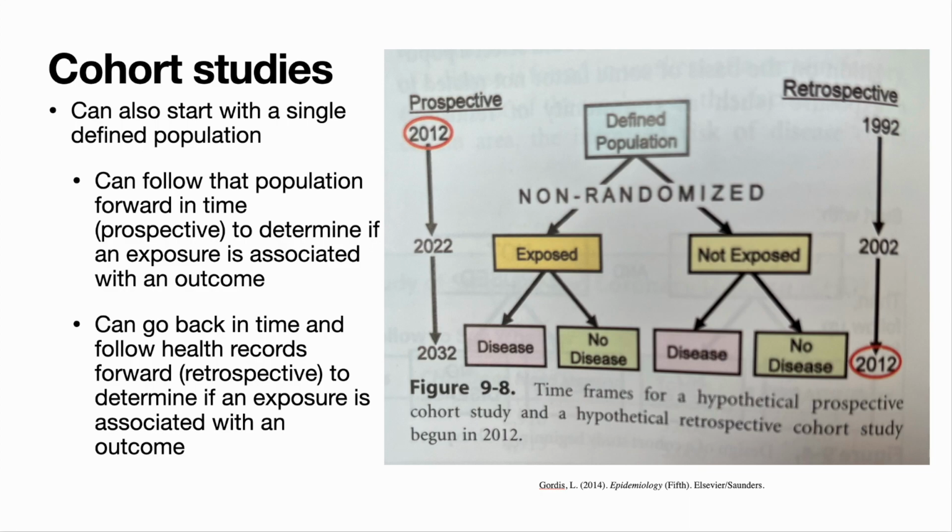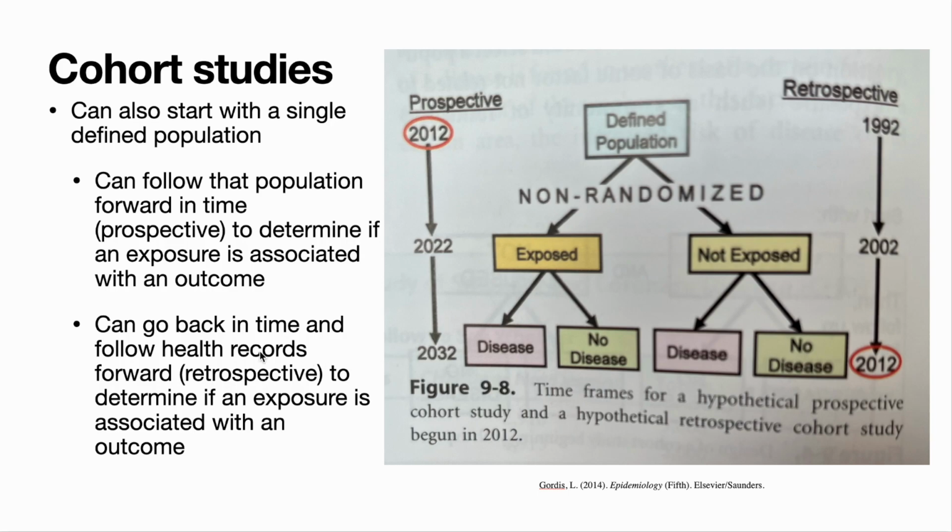We also have cohort studies. That's another study that's observational, right? And these start with a single defined population, and we follow that population forward in time to determine if an exposure is associated with an outcome. So here we have our cohort, and we go forward and we see these people are exposed. Do they or do they not develop the disease? These people are not exposed. Do they or do they not develop the disease?